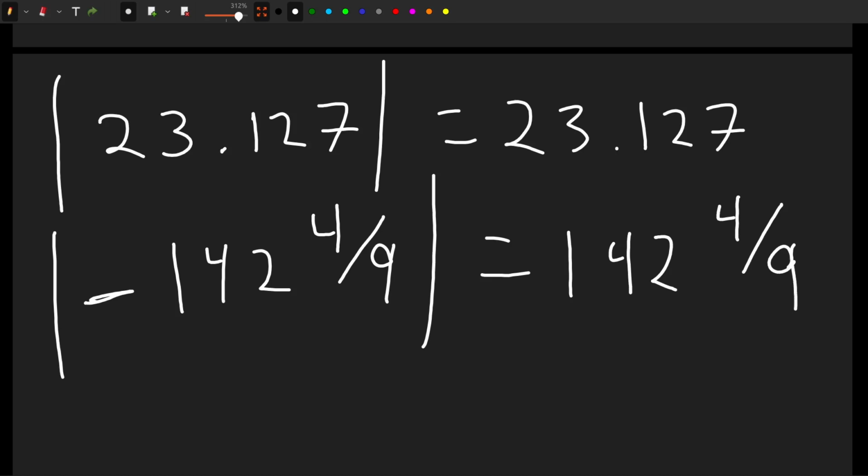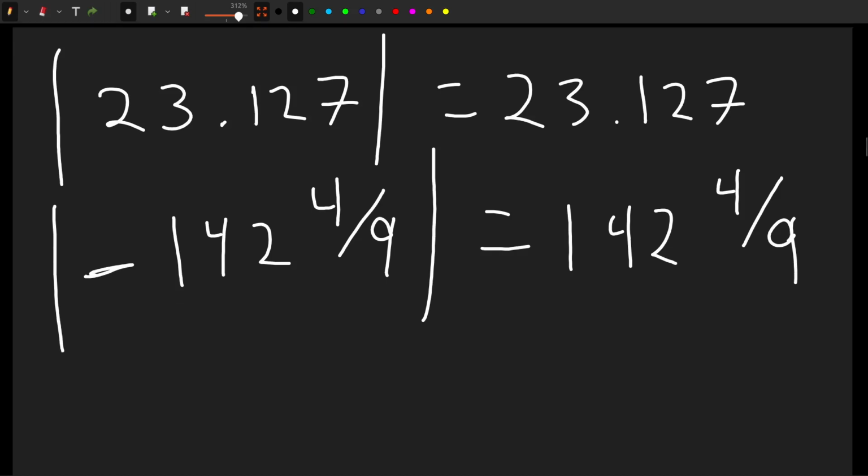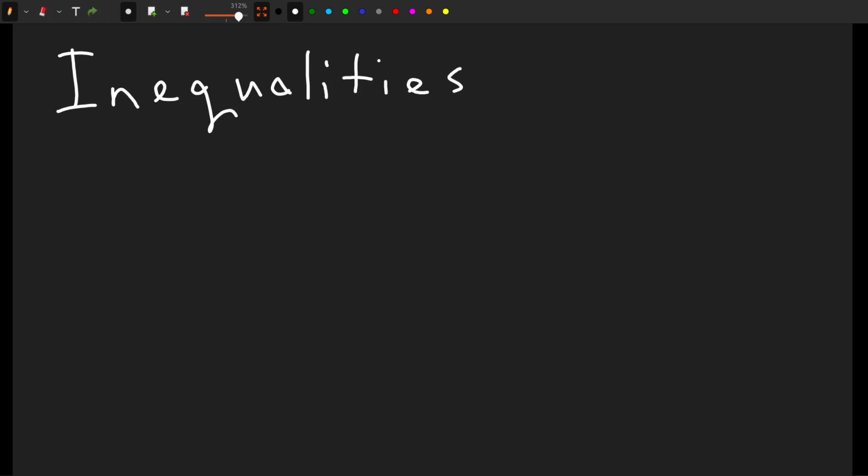Now, one last thing we're going to go over is inequalities. So let me go to a new page here. There's my new page. And we'll talk about inequalities. So inequalities, if we recall from elementary school and maybe middle school, are the less than sign, the greater than sign, less than or equal to, and greater than or equal to.